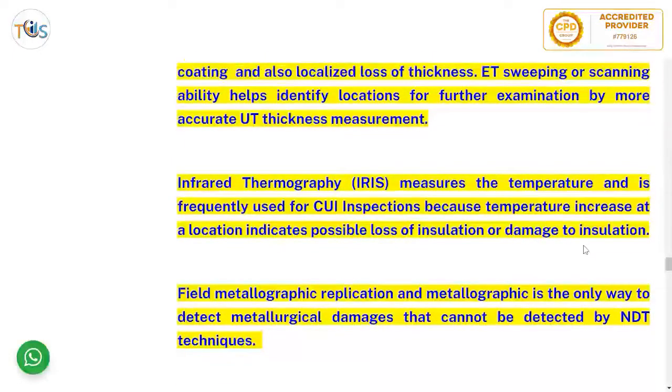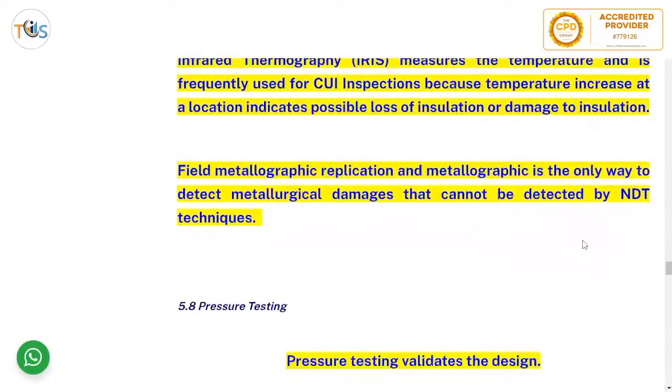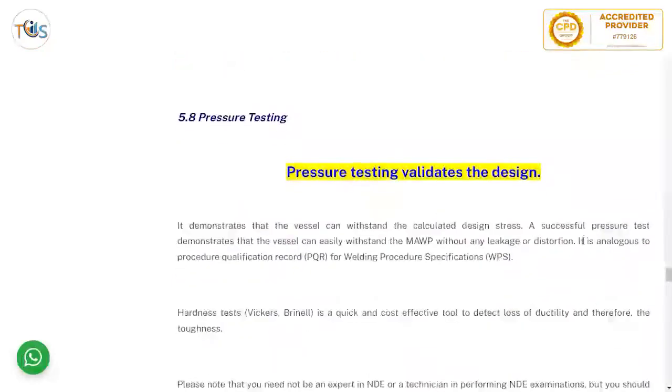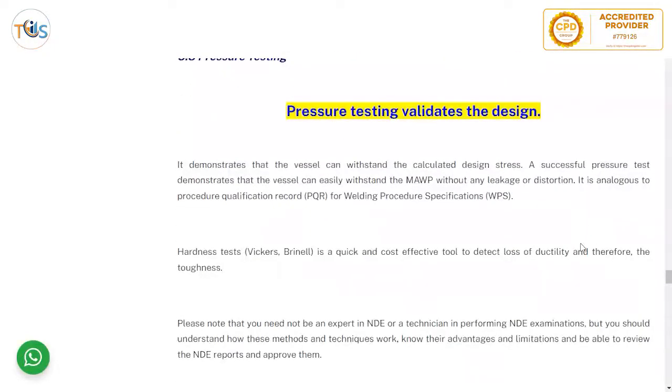Infrared thermography, IRIS, measures the temperature and is frequently used for corrosion under insulation inspection because temperature increase at a location indicates possible loss of insulation or damage to insulation. Field metallographic replication and metallographic is the only way to detect metallurgical changes or damages that cannot be detected by NDT techniques. Pressure testing. Pressure testing validates the design.